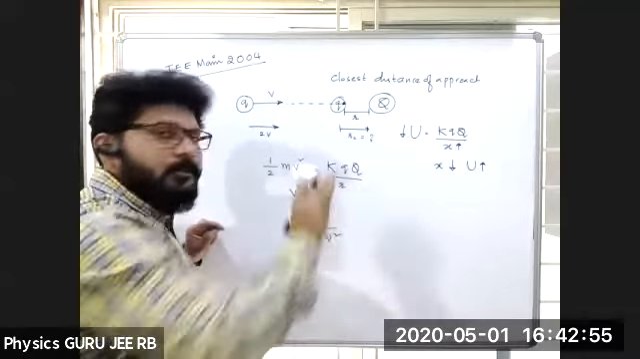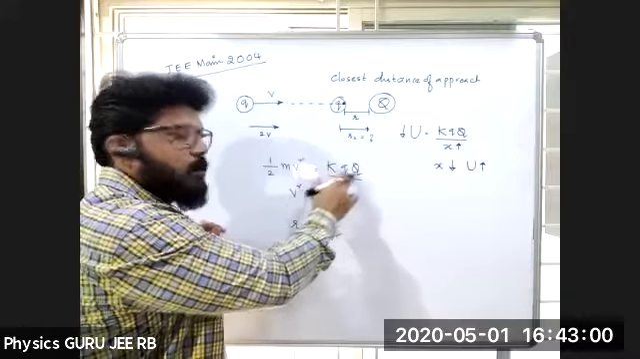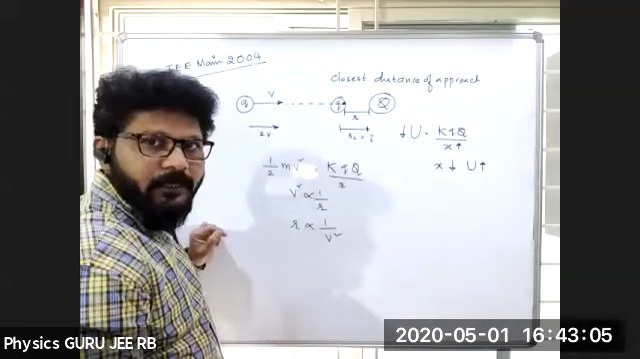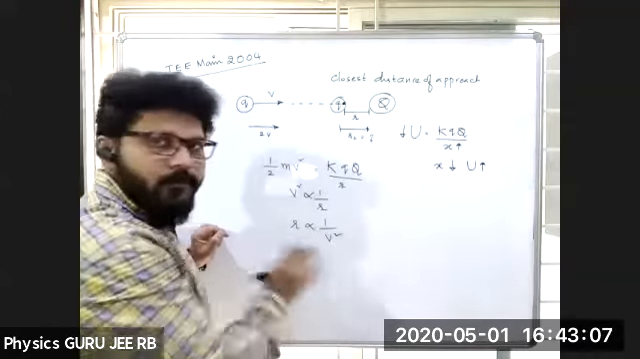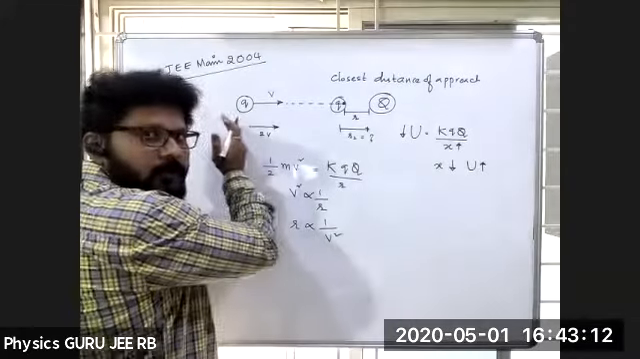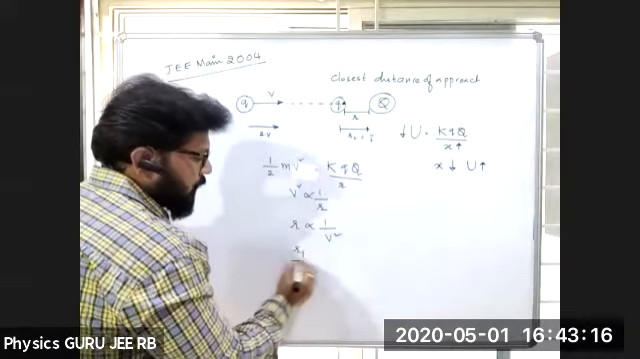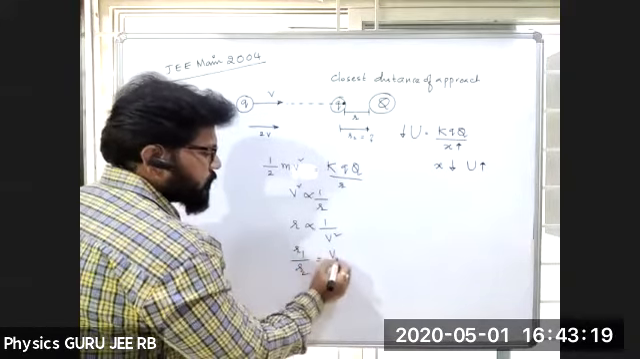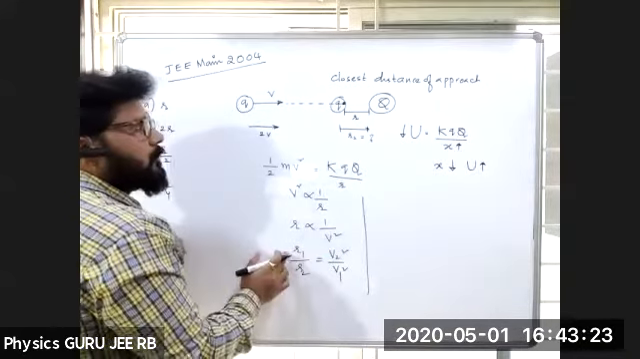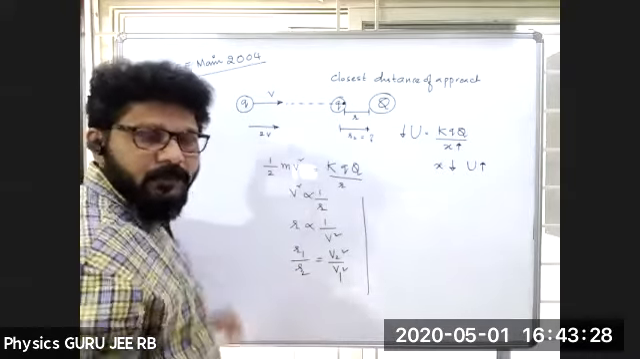Everything else is constant: mass is constant, K is constant, q and capital Q are constant. Only R and v are changing as we move from one point to the other. So R1 by R2 equals v2 square by v1 square. According to the option, initially the distance R1 is R.